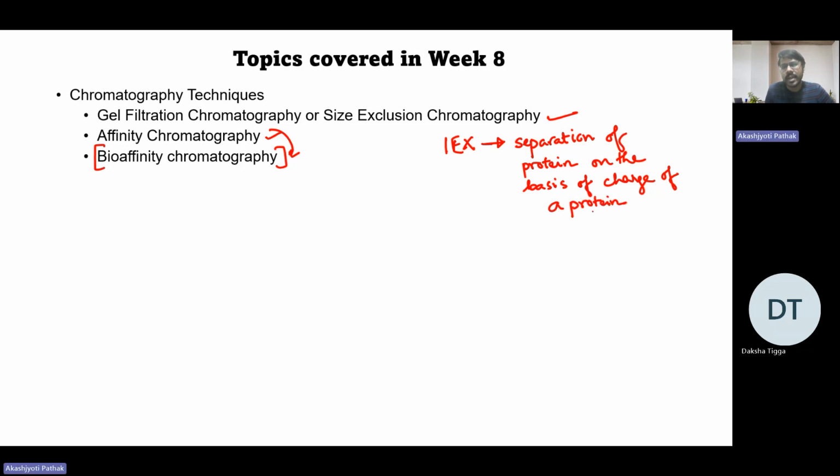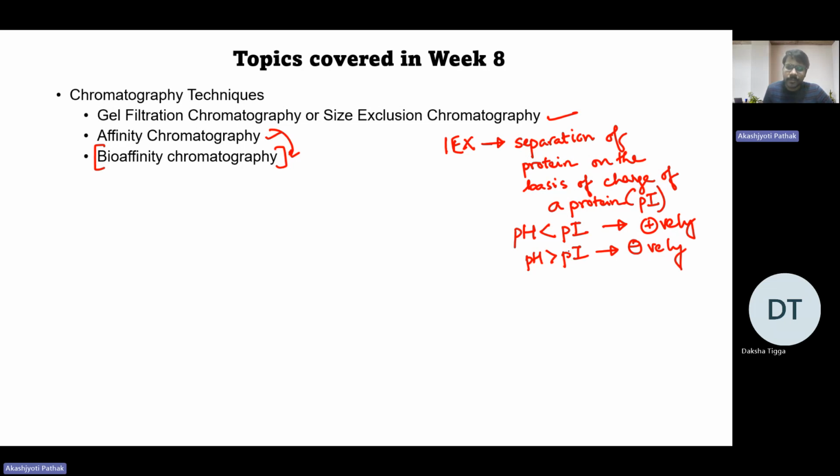So the charge of a protein will again depend on the pH of the buffer we are using and the PI of the protein. So what is the PI of the protein? That will determine what will be the charge of a protein in a particular buffer. So if the pH of the buffer is less than the PI, then the charge on the protein will be, what? It will be positively charged, isn't it? And if the pH is greater than PI, then it will be negatively charged.